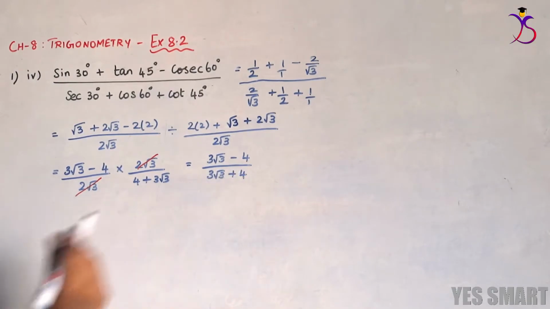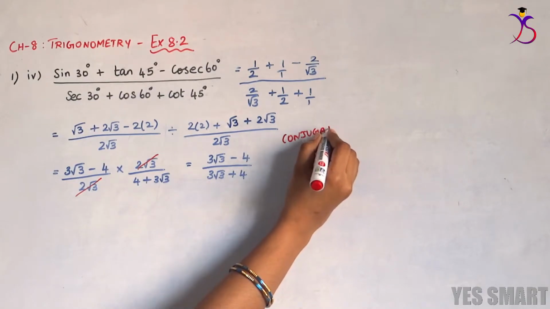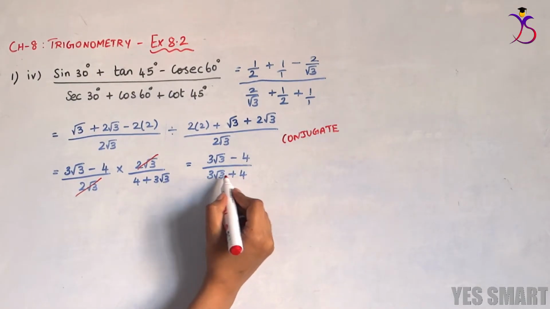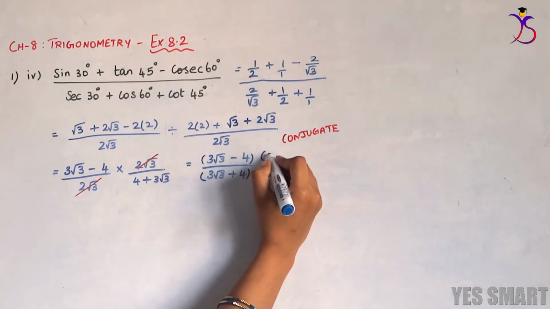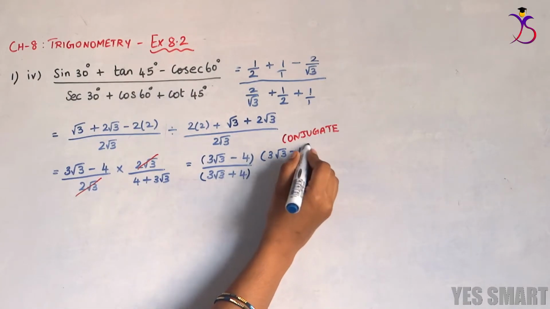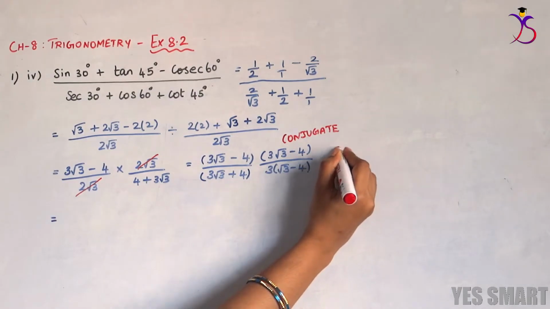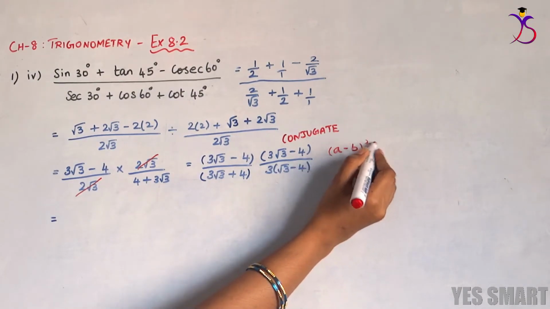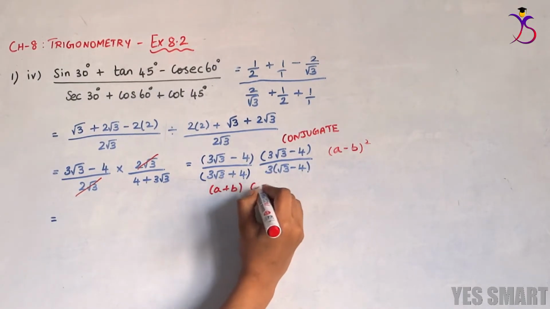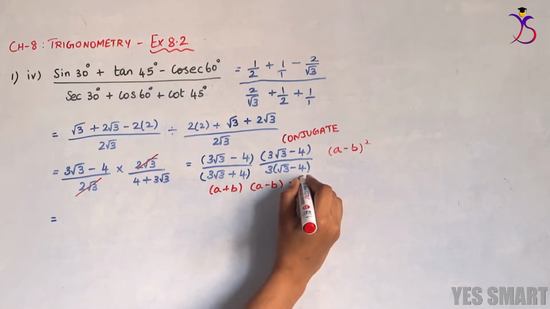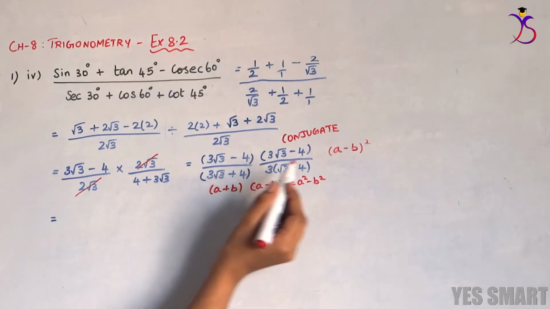Now we are going to take the conjugate. The conjugate of the denominator is 3 root 3 minus 4. I'm multiplying the numerator and denominator with the conjugate term, 3 root 3 minus 4 by 3 root 3 minus 4. Now the numerator is in the form of a minus b the whole square, because we have a minus b into a minus b. The denominator is in the form of a plus b into a minus b equal to a square minus b square.